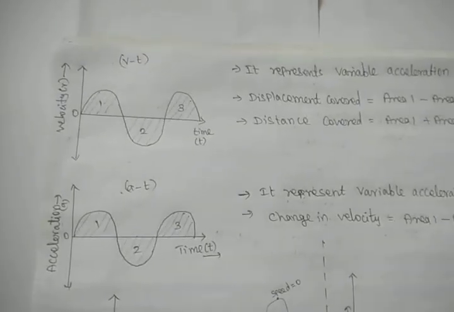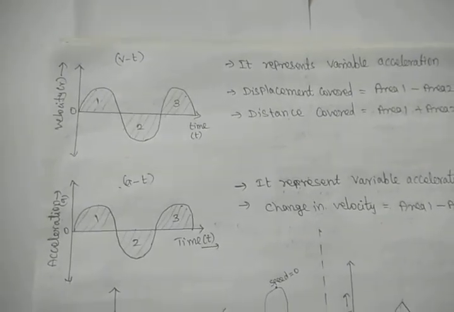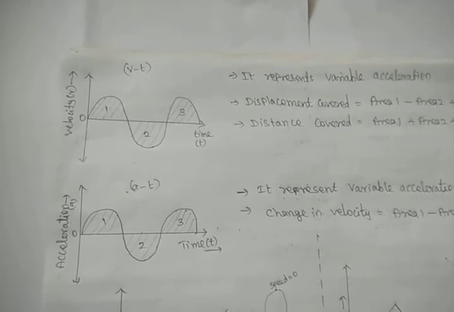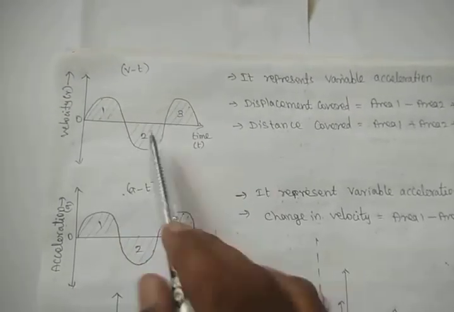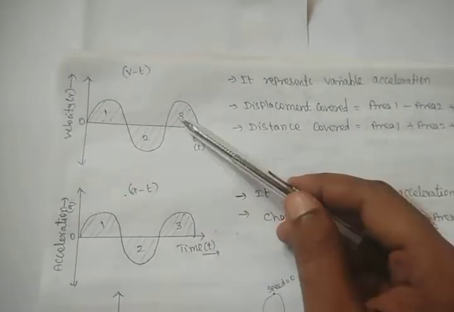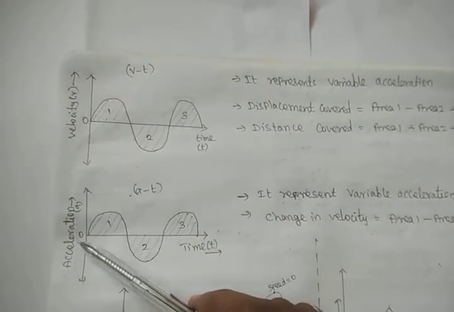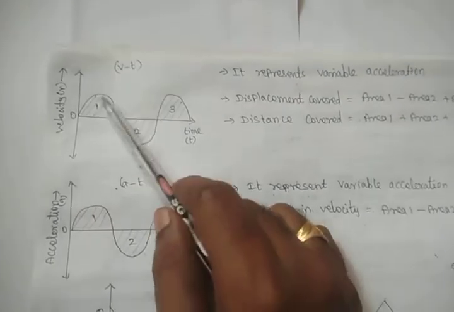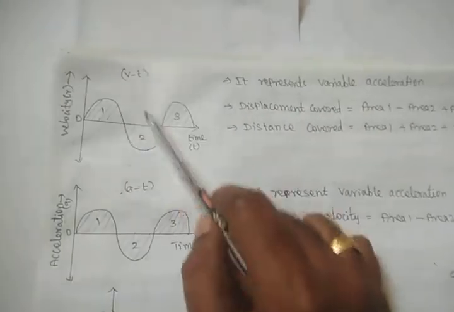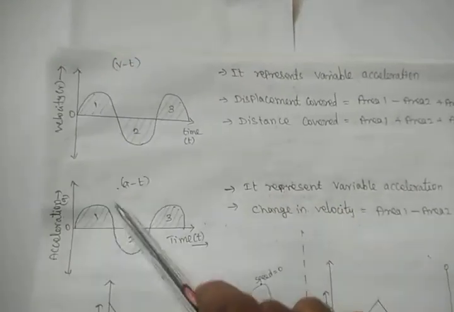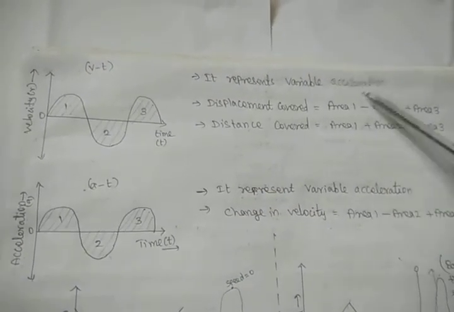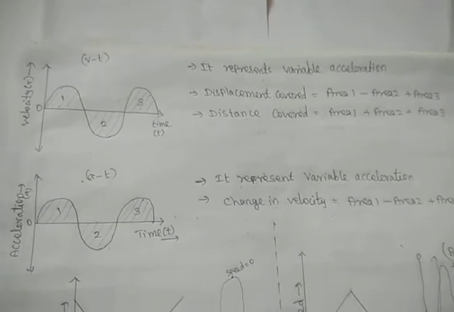Students, in the previous videos, we've seen the various graphs of the distance, displacement, velocity and acceleration time graphs. Now we are going to see another graph. This is a variable graph. So velocity and acceleration are taken on the y-axis, as usual, and the time on the x-axis. So this is a variable velocity. The velocity is not constant. Here the acceleration is not constant. So both graphs represent a variable acceleration of an object.